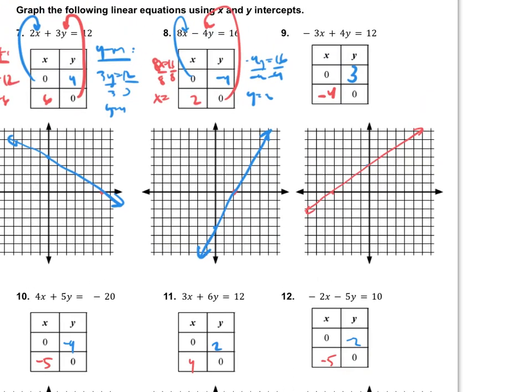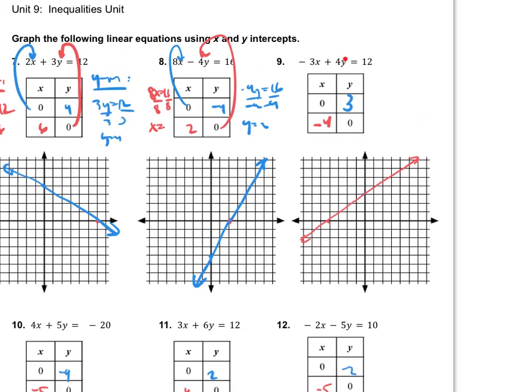So if I were to look at this first one, if I change y to 0, I get negative 3x equals 12. Divide by negative 3, x would equal negative 4. If I change x to 0, I get 4y equals 12. Divide by 4, y would equal 3. 0, 3. Connect them here.